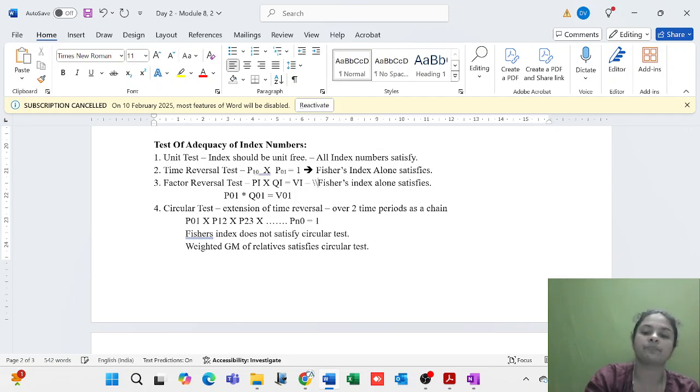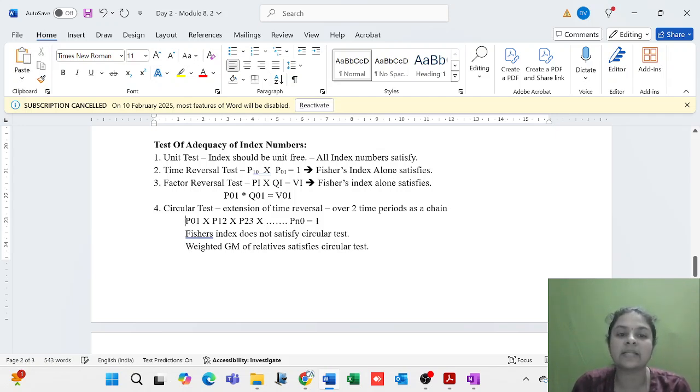Same way, factor reversal test. P into Q, which is price into quantity, should be equal to value. So price index P01 into quantity index Q01 is equal to V01. This formula again will be satisfied only by Fisher's index.